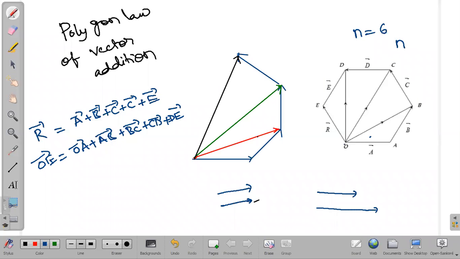So if an n minus 1 sided polygon is there, the nth side will be the resultant of that polygon. That is the statement that comes under the polygon law of vector addition. Right? So that is all about the polygon law of vector addition. Next we will move on to the subtraction of vectors.